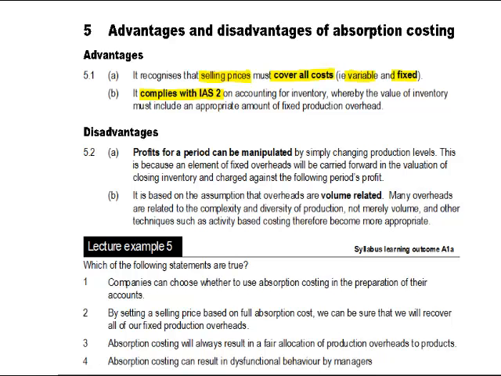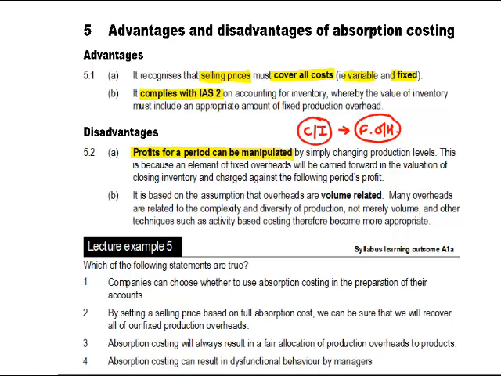However, there are a couple of quite important disadvantages, and the first one is that profits can be manipulated. How can they be manipulated? Well, simply by changing production levels. What we can see is that in our closing inventory, we've got an element of fixed overhead. Now, the more closing inventory that we've actually got, the more fixed overhead we've got in that closing inventory.